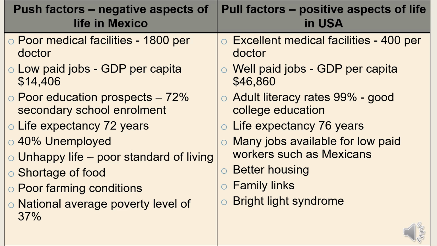On the other hand, the factors attracting the Mexicans to emigrate are the pull factors. These are the opposite: excellent medical facilities with 400 patients per doctor, well-paid jobs with a GDP per capita of $46,000, a high adult literacy rate of 99%, which means a good prospect of a college education, higher life expectancy of 76 years. There are also many jobs available for low-paid workers, such as Mexicans. Better housing. There are family links of those who are already in the United States of America. And there's also something that we call the bright light syndrome.